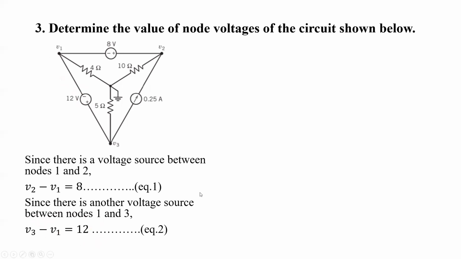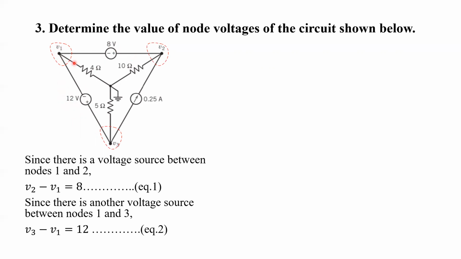We got two equations, so we need one more equation to get the values of V1, V2, V3, right? Because we have three variables, so we need three equations. Now, in order to get a third equation, we have to use a supernode. Here, a supernode is formed because there is a voltage source connected between these two nodes and even these two nodes, and all these nodes are together. So a supernode is formed out of these three nodes.